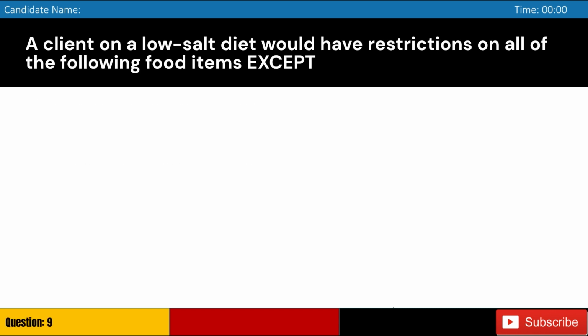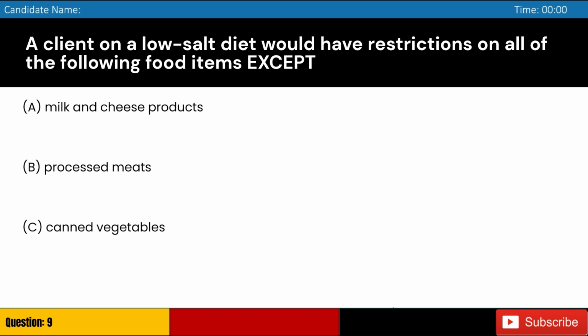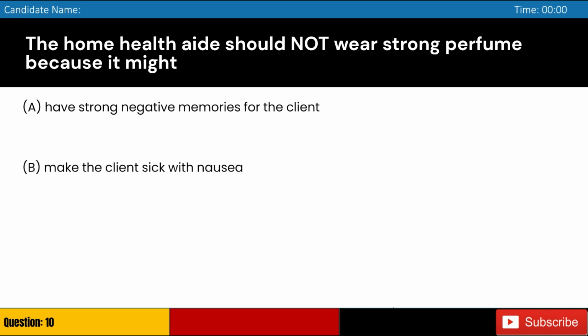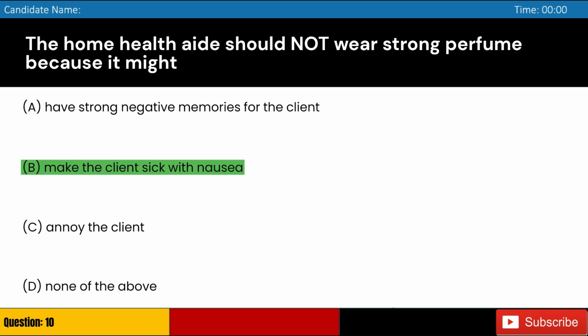A client on a low-salt diet would have restrictions on all of the following food items except A. Milk and cheese products. B. Processed meats. C. Canned vegetables. D. Fresh fruits. Answer D. Fresh fruits. The home health aide should not wear strong perfume because it might A. Have strong negative memories for the client. B. Make the client sick with nausea. C. Annoy the client. D. None of the above. Answer B. Make the client sick with nausea.